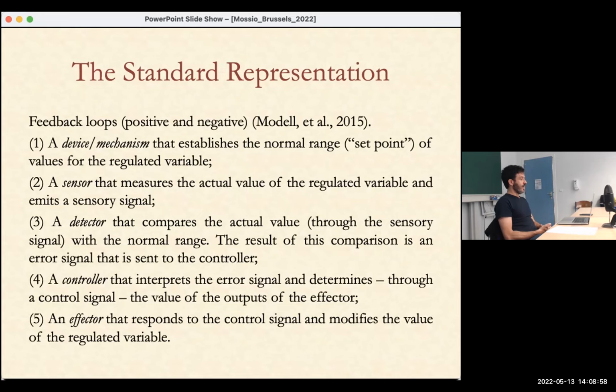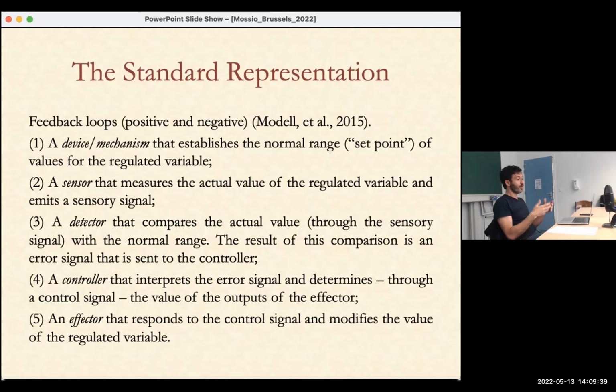If we take the standard representation in terms of feedback loops, what most of these papers emphasize is that we need a set of elements playing different functions. I put the list here so that you can see what we extracted from this literature. Feedback loops involved in glycemia regulation usually imply the existence of at least five functions. First, a device, a mechanism that establishes the normal range, the set point, of the values of the regulated variable.